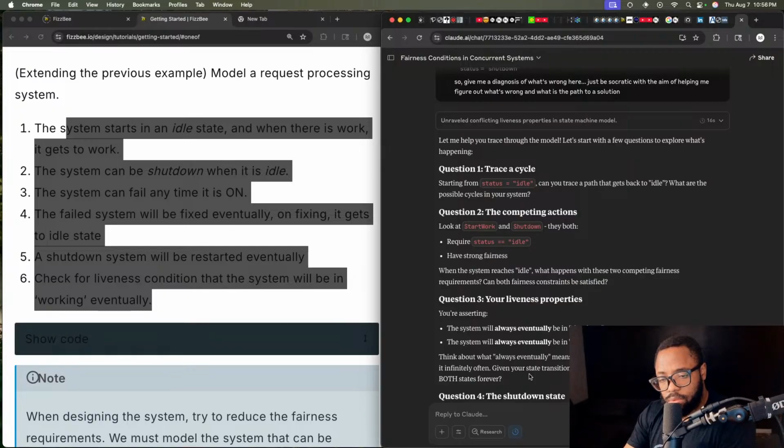Oh. I guess I did miss that part of the fairness definition. It's not enough for it to just happen once. It needs to happen infinitely often.